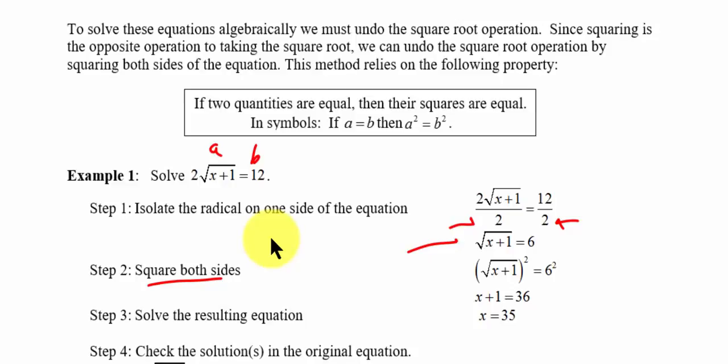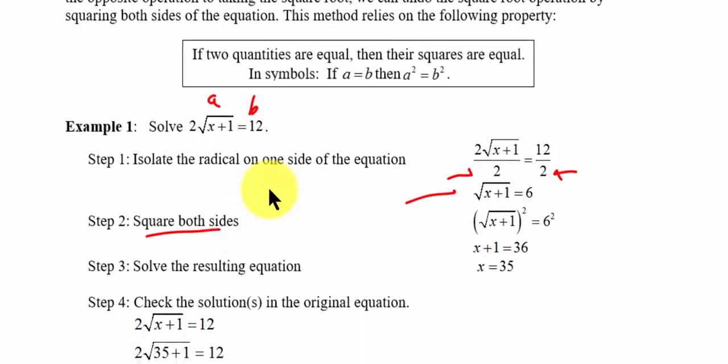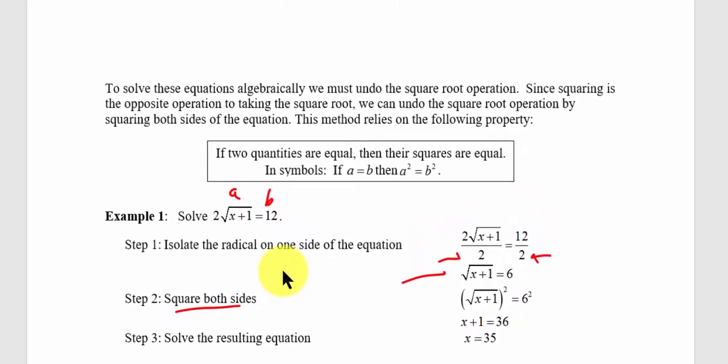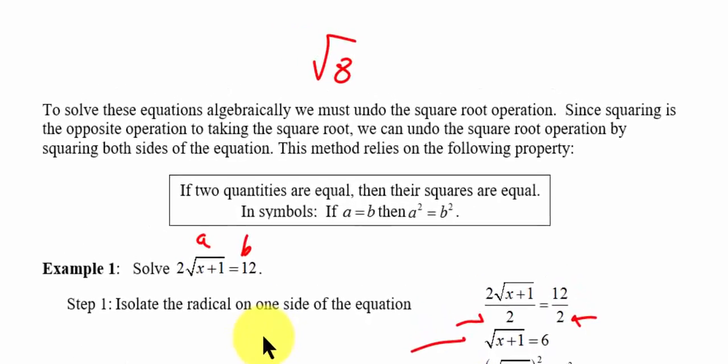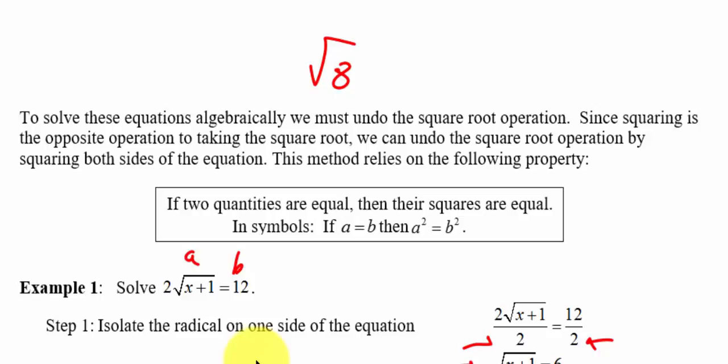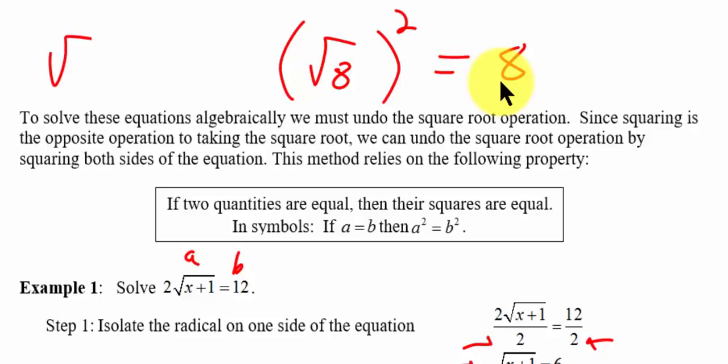If we square both sides, remember, anytime you have a radical sign, the square of it is simply what's left underneath the radical sign. So if I had the square root of 8 and I were to square this, I'd be left with just 8. When you square the radical sign, you're left with what's under the radical sign. For example, if I had the square root of x squared, the answer to that would be x.